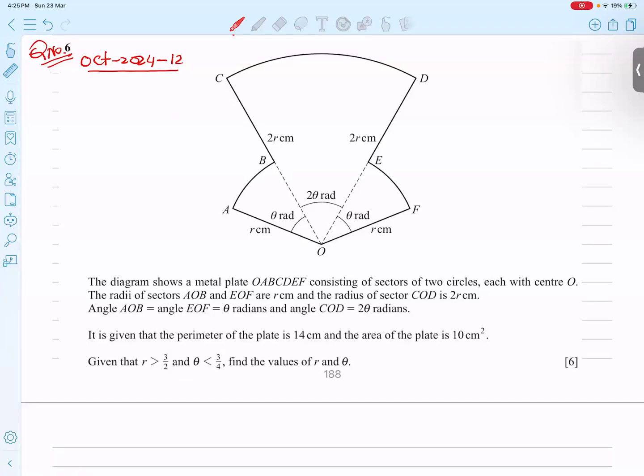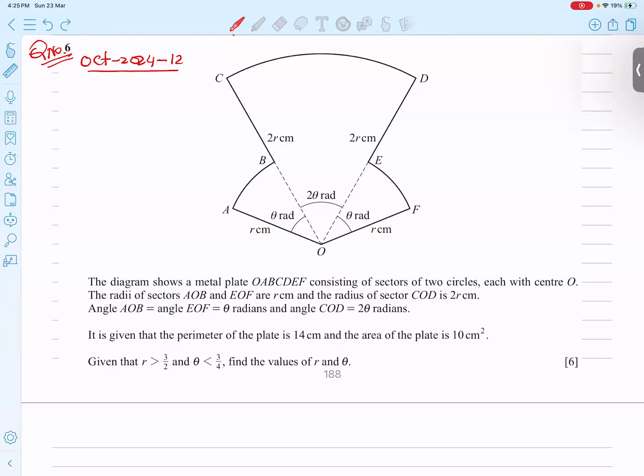Bismillahirrahmanirrahim. This is October 2024, 12 variant, question number 6. And what a question we have been given. You can see this one mentions that AOB and EOF have radius R. So it means this radius R, this radius R.